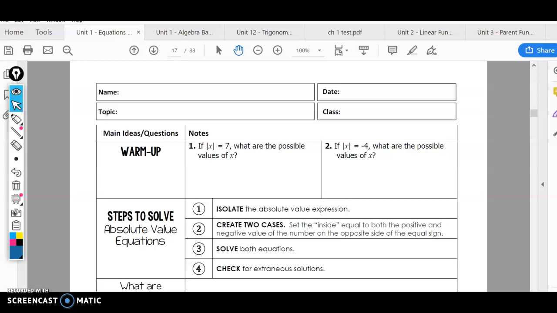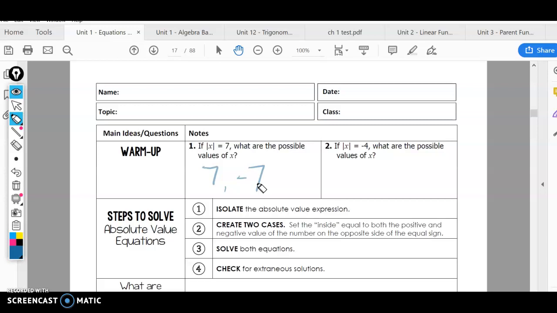Guys, today's video is on solving absolute value equations as well as absolute value inequalities. Number one on the warm-up, if the absolute value of x is 7, the possible values of x are 7 and also -7. Absolute value makes the number inside positive.